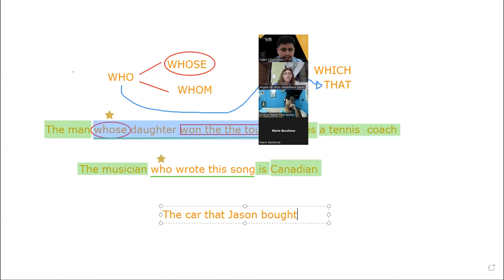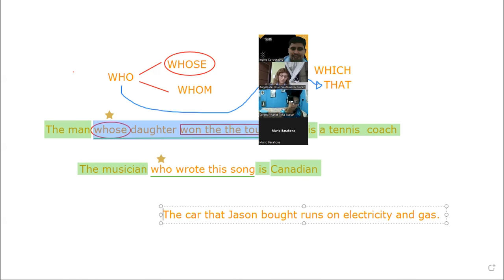What else can we say in the sentence? Runs. We're going to use runs, like this. Runs, and we're going to add electricity and gas. The car that Jason bought runs on electricity. I guess it's missing the letter R here. Electricity, I guess that's the correct spelling for that word.